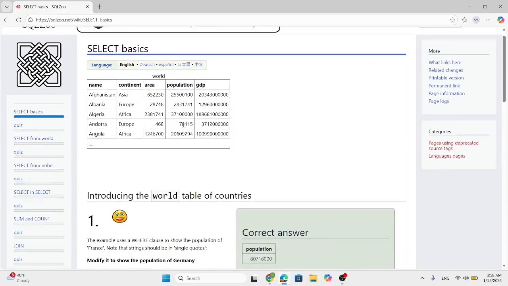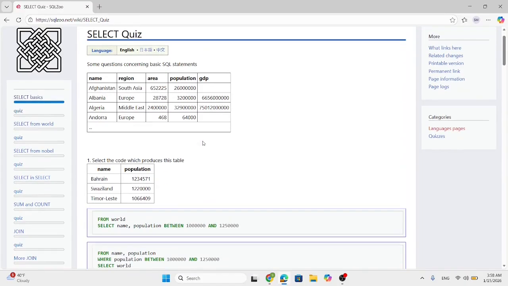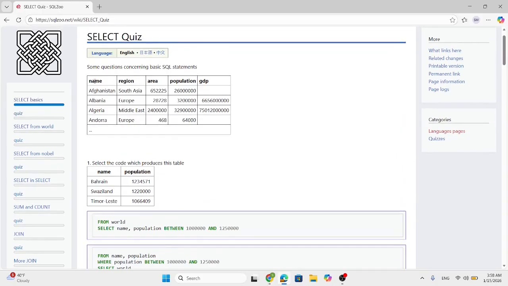We just finished these basic things, and now we have a quiz. Let's see. As you can see again, our table is world, with name, region, which means continent here, area, population, and GDP. Okay, let's go. Select the code which produced this table: name Bahrain, Switzerland, Timor-Leste, population, and this.